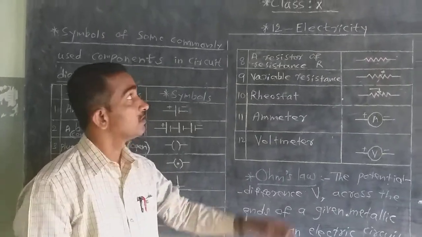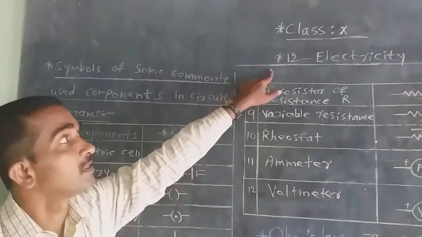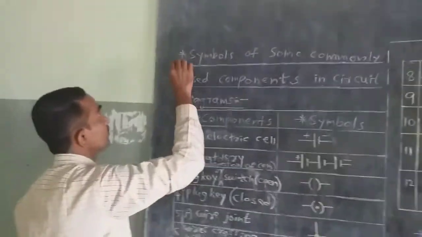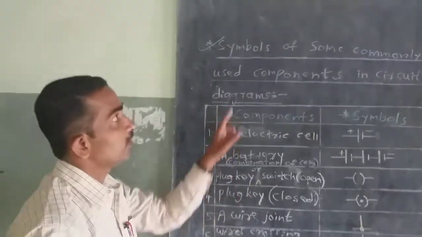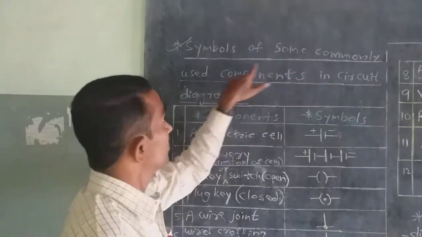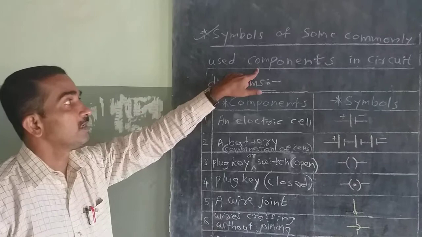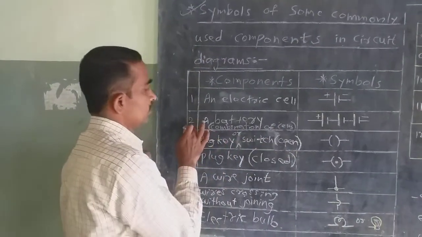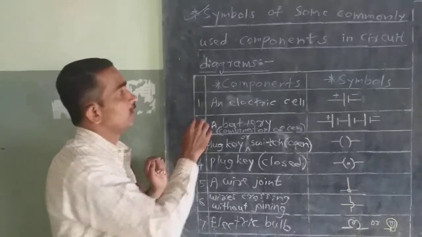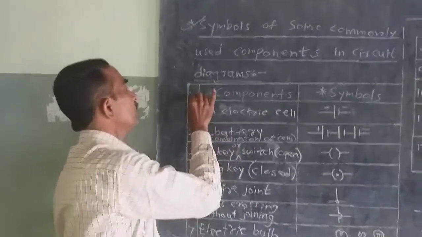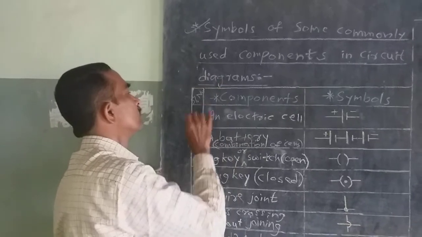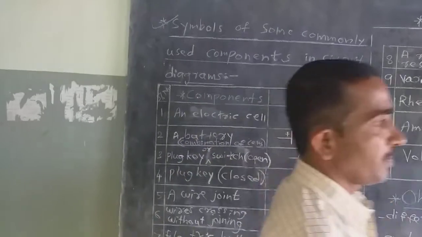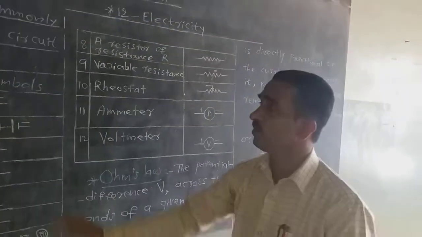Good morning, students. Today I will continue unit number 12, electricity. Today's first topic is symbols of some commonly used components in circuit diagrams. Already three columns are there. In the first column, serial number. In the second column, components. Components means devices. In the third column, symbols.